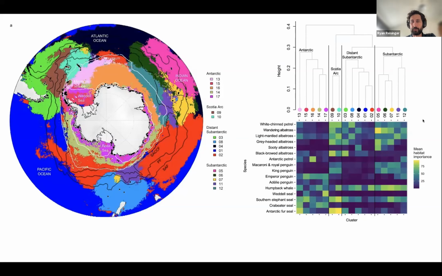The heat map below the hierarchical clustering just represents the mean habitat importance of a given species in that cluster. For example, if we look at the top row, white-chinned petrels, we can see that they have high mean habitat importance in the 2 Scotia Arc clusters. Or if we look at Antarctic fur seals at the bottom, we can see that they also have very high Scotia Arc importance, some importance in some Antarctic clusters, and then relatively low habitat importance for the subantarctic clusters.